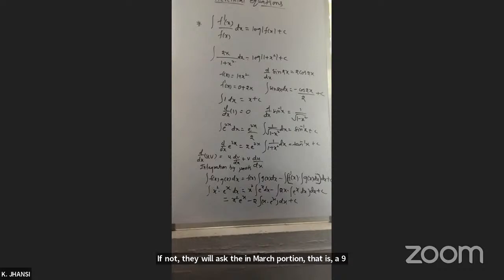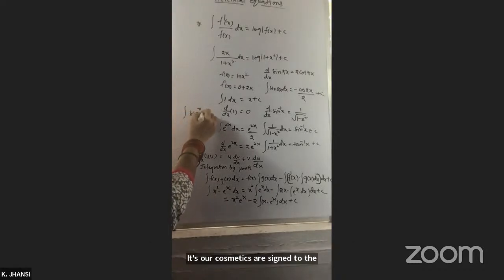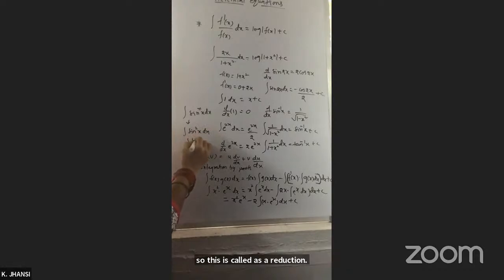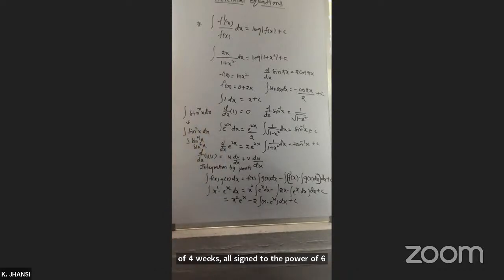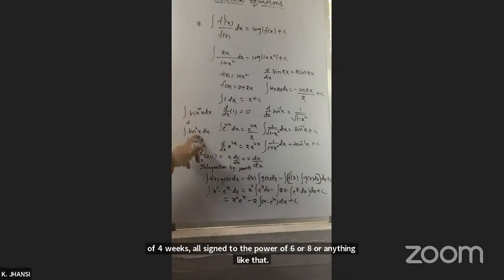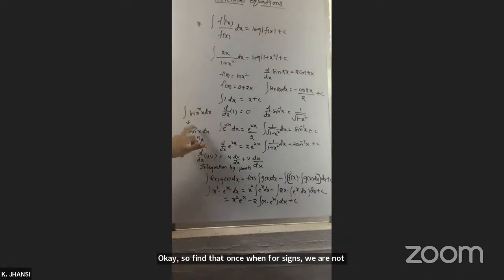Next is integration by the method of successive reduction. In intermediate, you have this one: integration of sine to the power n x, that is sine square x or cos square x or sine to the power of 4x. So like this, sine to the power of n x into dx. This is called a reduction. You may have sine square x or sine to the power of 4, 6, or 8 or anything like that. For sine square x, we do not have any formula in integration, so for such types of functions, we use the reduction formula.